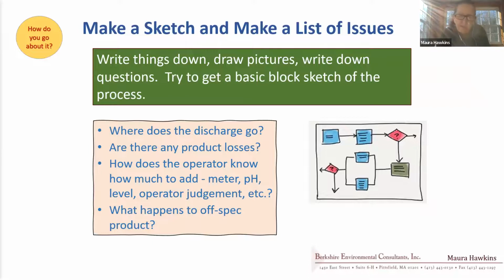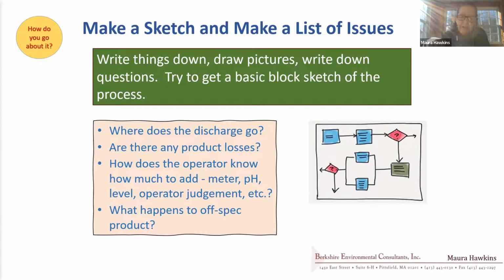So the next thing that you're doing, either while you're talking to the group or in your opening meeting, is writing things down. This is what I'm doing. I'm drawing pictures, writing down additional questions, not necessarily taking over the conversation, but making sure that I write down, well, I don't understand what goes on here, what exactly happened. And I try to get a basic block sketch of the process. If you already have a process flow diagram, obviously use that. You're not going to reinvent the wheel here.